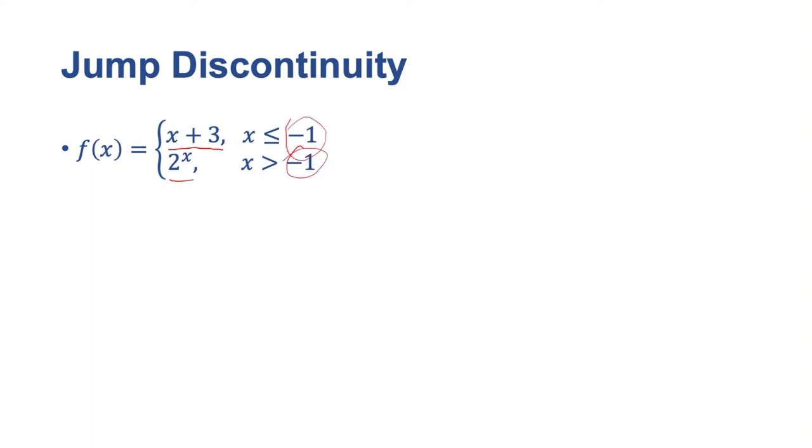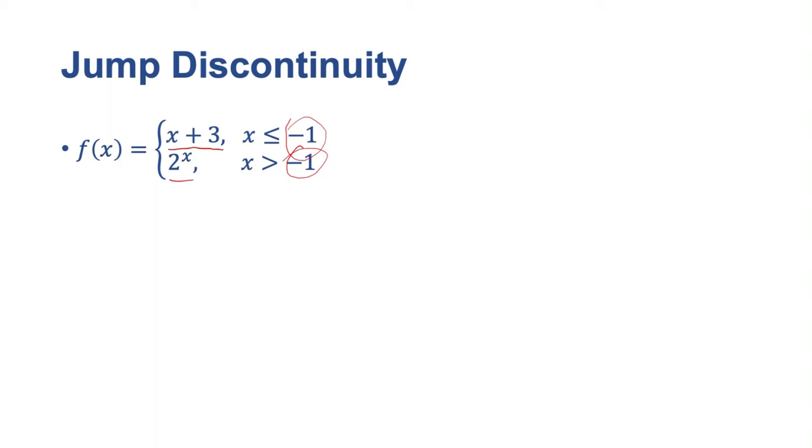Jump discontinuities are really prevalent in piecewise functions. Here's an example of one of those. f of x is equal to x plus 3 given that x is less than or equal to negative 1, or 2 to the x given that x is greater than negative 1. This linear and this exponential are continuous across their domains, so we probably don't need to worry about jump discontinuities there. But here at negative 1, that's where we need to worry about our discontinuities.